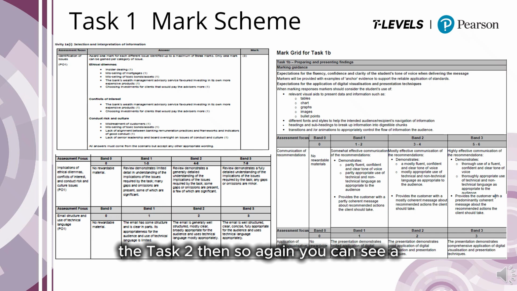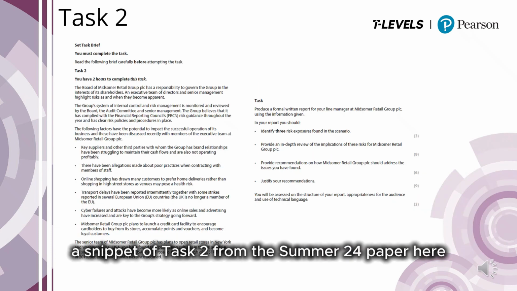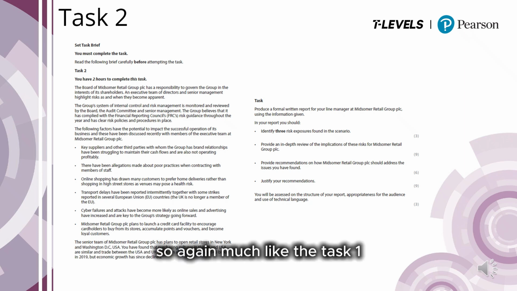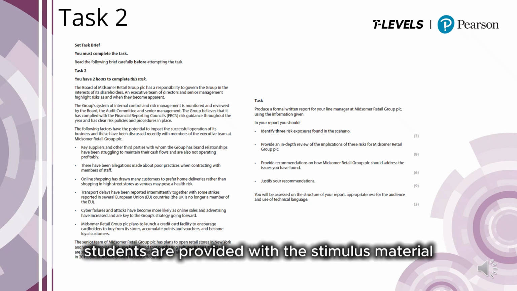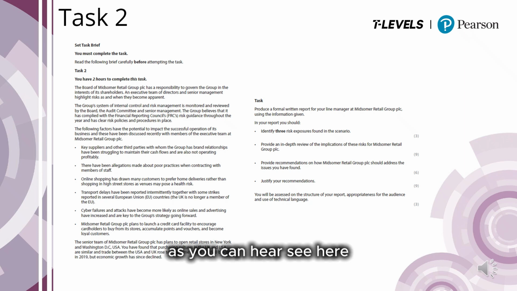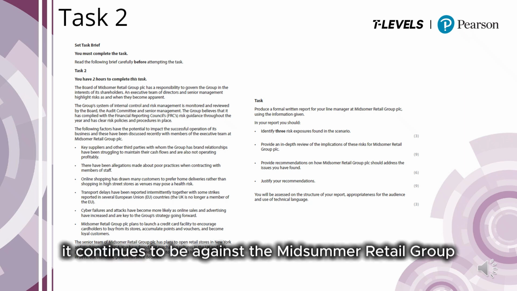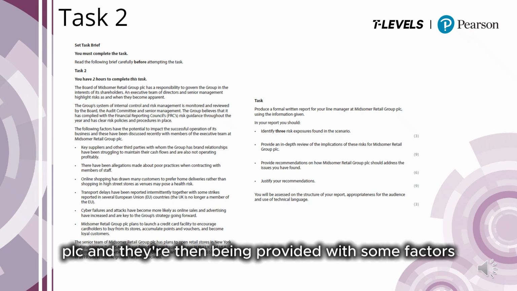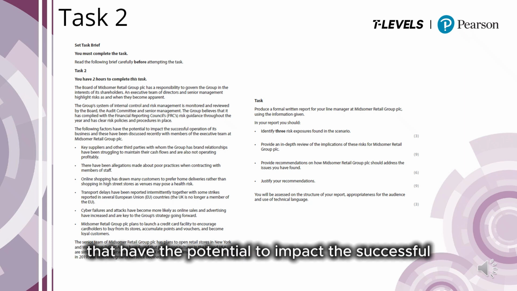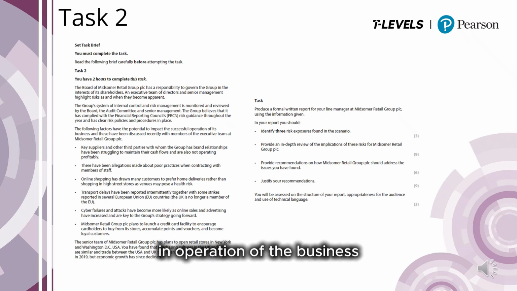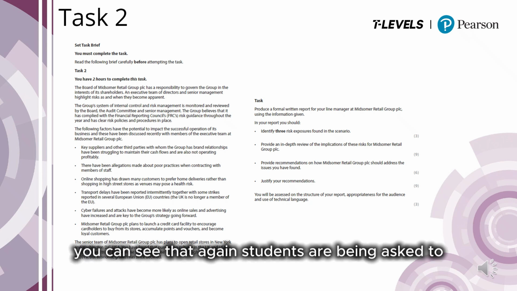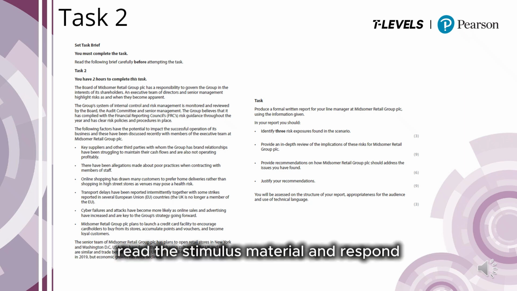Task 2 then. So again, you can see a snippet of task 2 from the summer 24 paper here. Much like task 1, students are provided with the stimulus material. You can see here it continues to be against the Midsummer Retail Group PLC, and they're provided with some factors that have the potential to impact the successful operation of the business. And then as you move over to the task, students are being asked to read the stimulus material and respond.